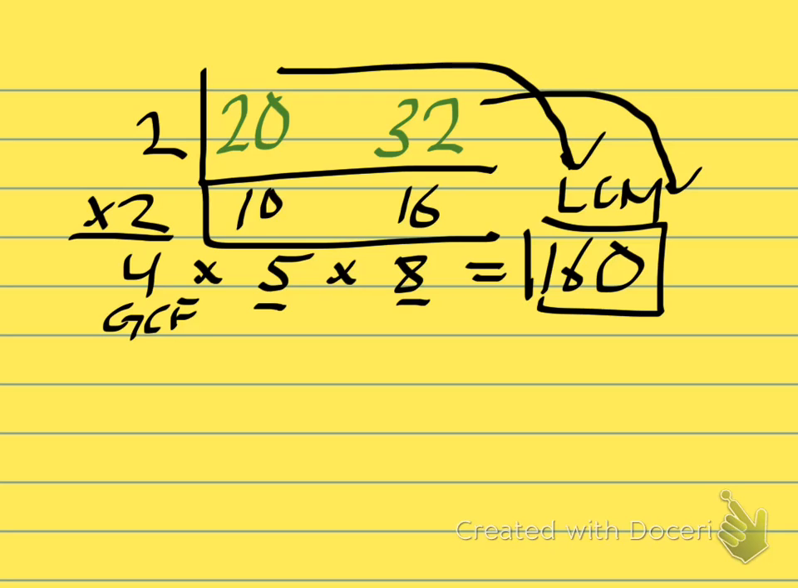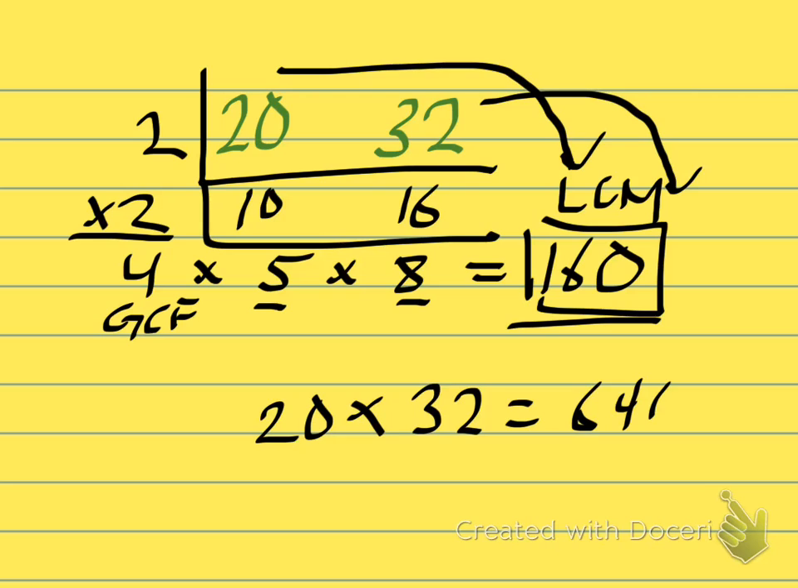Now, that doesn't mean it's the only one. 320 would work. 20 goes into 320 16 times. Obviously, 32 goes in 10 times. Basically, any multiple of 160: 480, 640. Once you find it, any of them will work. Also, if you take 20 times 32, you'll get 640. That is a common multiple, obviously, but it's not the least, right? All right, so that's the idea.